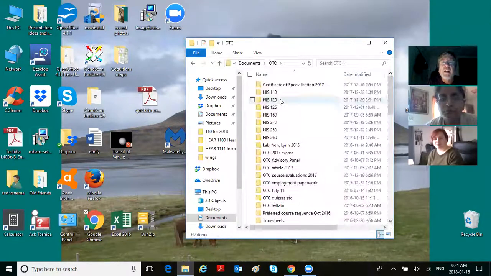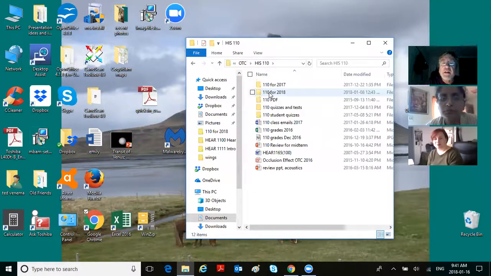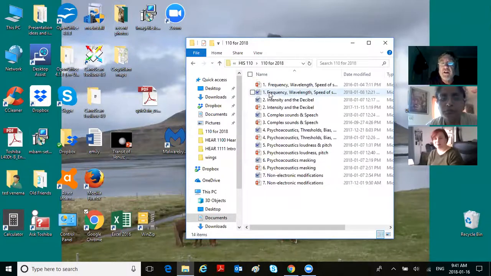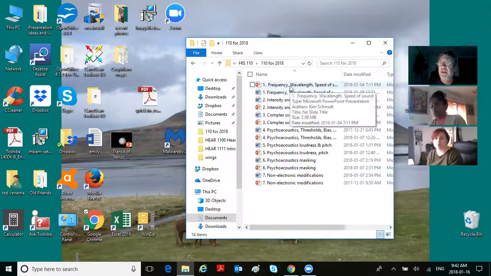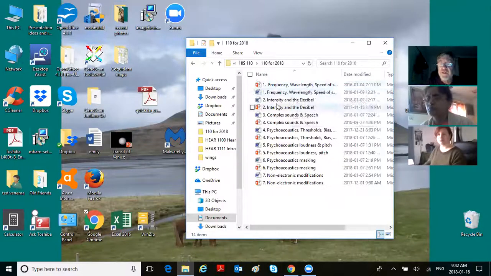OTC, click, and 110, click, and 110 for 2018, click. Okay, see there, now look at this very carefully. You'll see unit 1: frequency, wavelength, speed of sound. The blue, of course, is your Microsoft Word notes, and the red is the PowerPoint. And that's what I've uploaded to each of your units. And then there's unit 2, the intensity and the decibel. And then unit 3, complex sounds and speech.